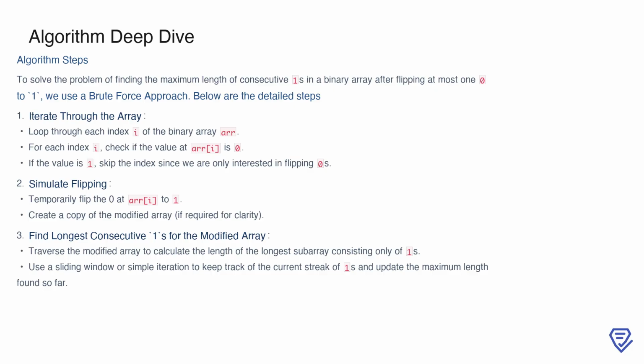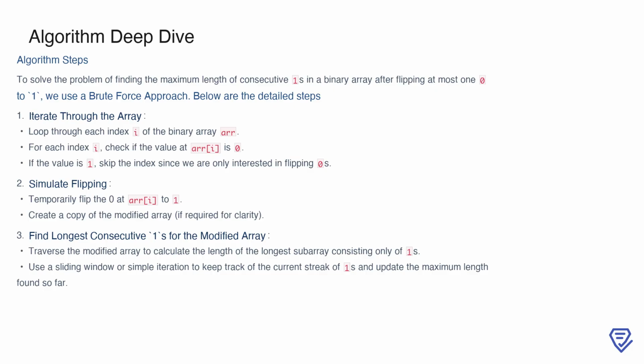The first step is to iterate through the array. For each index, we check if the value at that index is 0. If it's a 1, we can simply skip that index since there's no need to flip it. Now, when we encounter a 0, we simulate flipping it to 1. At this point, we may create a modified copy of the array to reflect this change, though this step can be adjusted depending on our implementation.